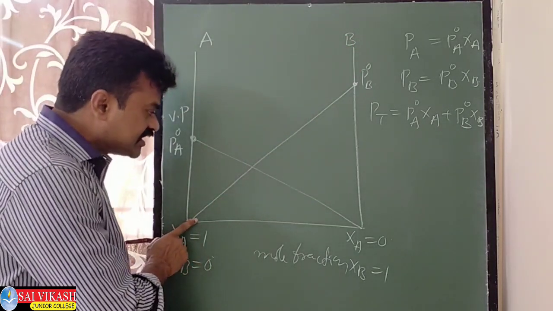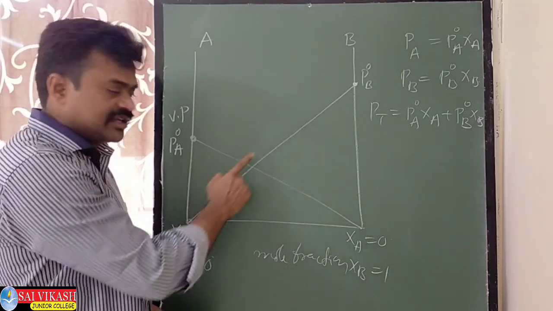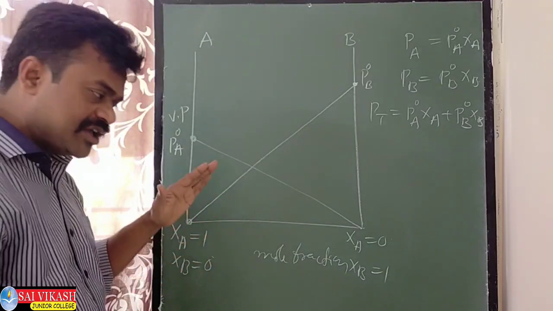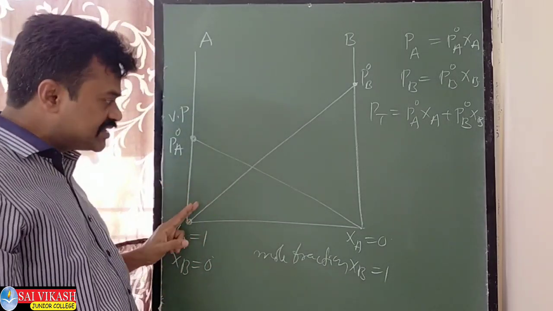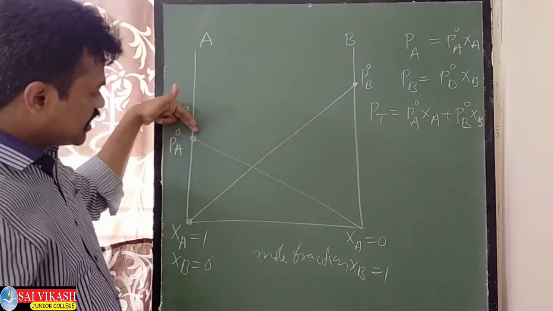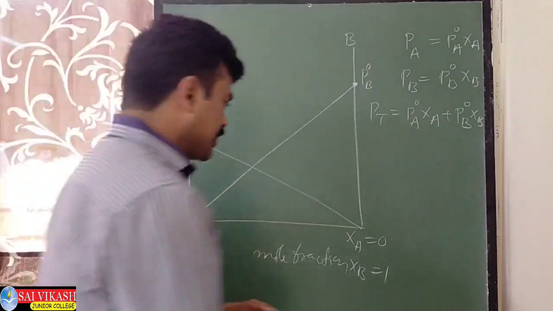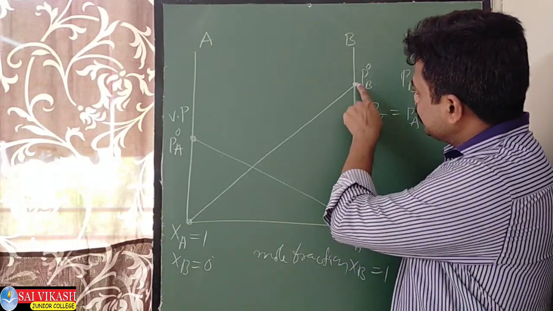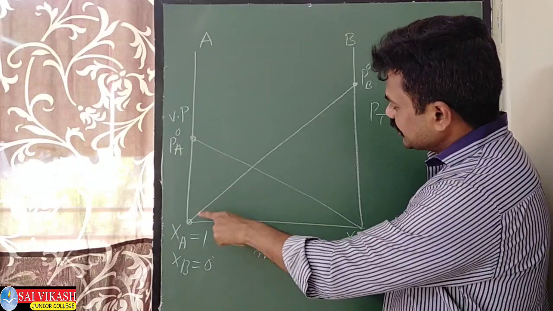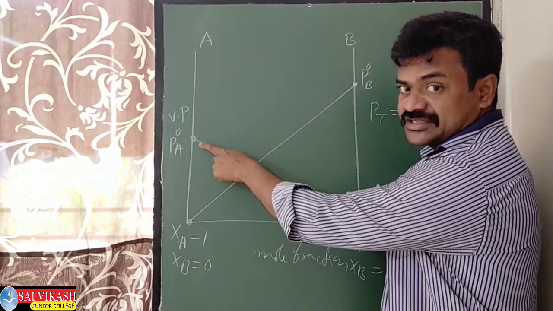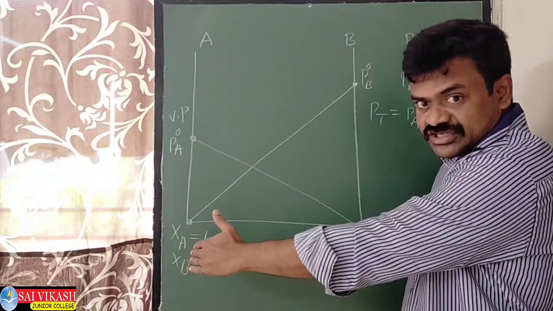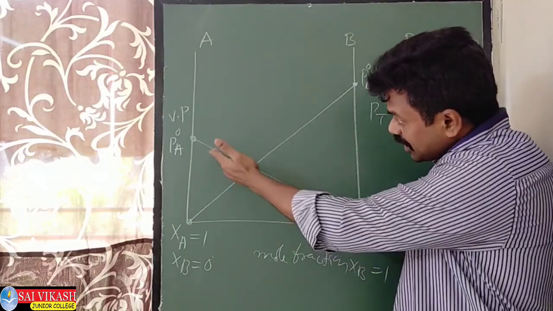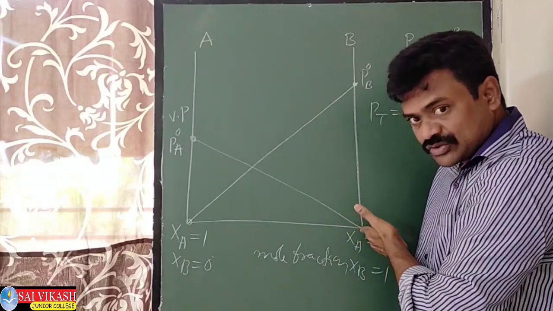Here look, the value is increasing, so this graph is rising up. Why is this graph rising up? From this side, if you see, this graph is rising up and the A graph is coming down. From this side, if you observe, here the B graph is decreasing and the A graph is increasing. It means from this to this direction, XA value is 0 initially. That's why the partial vapor pressure of A will be 0 there.